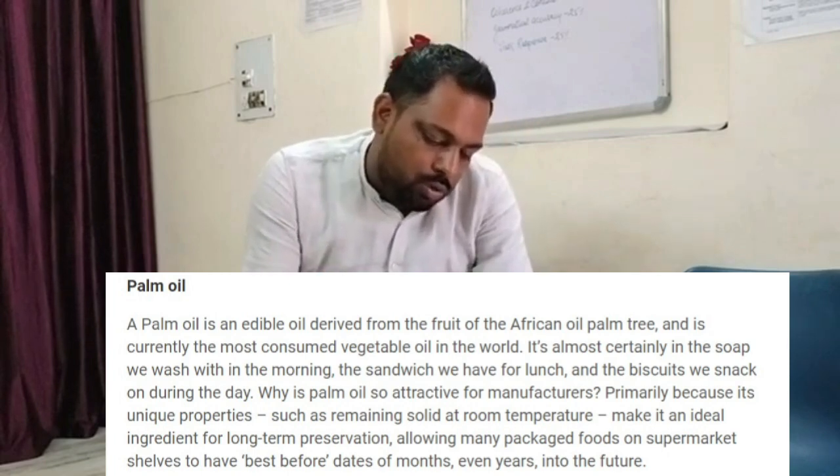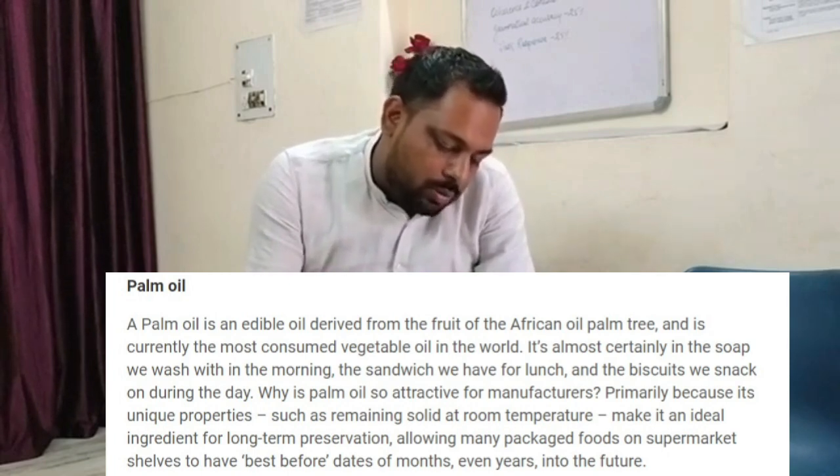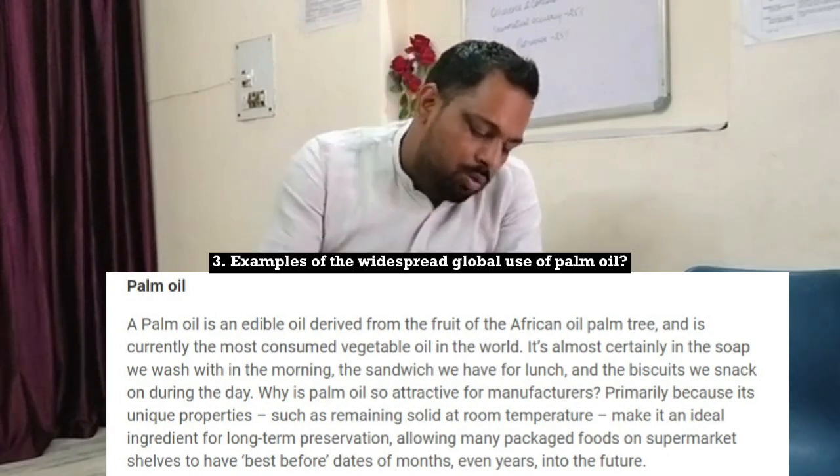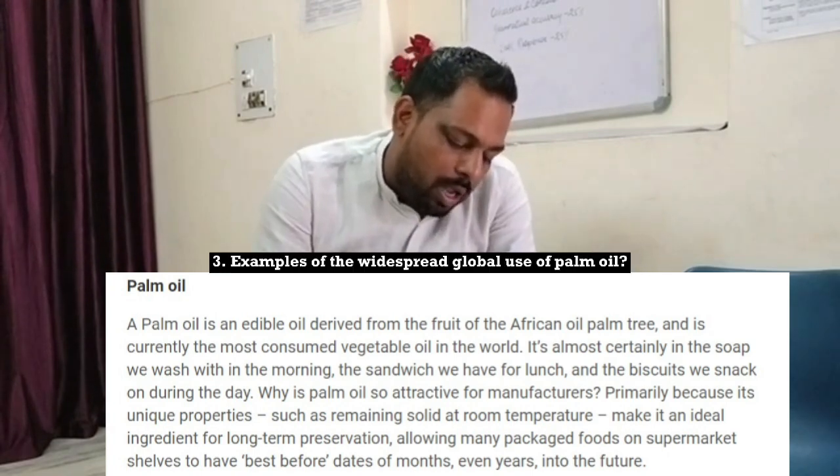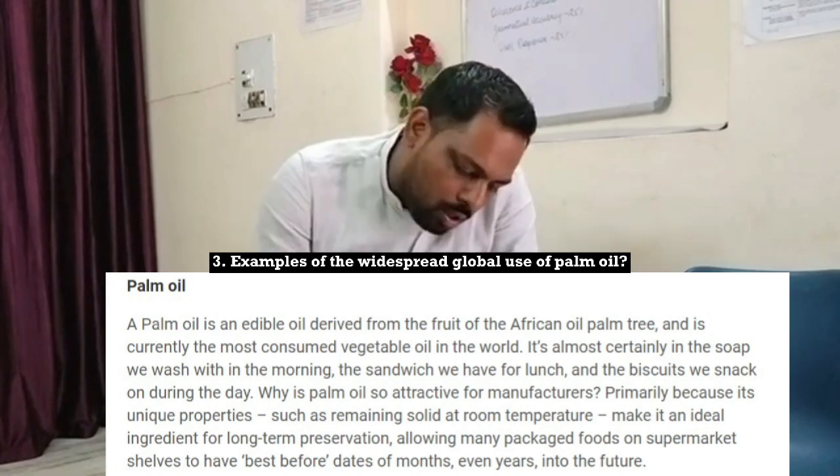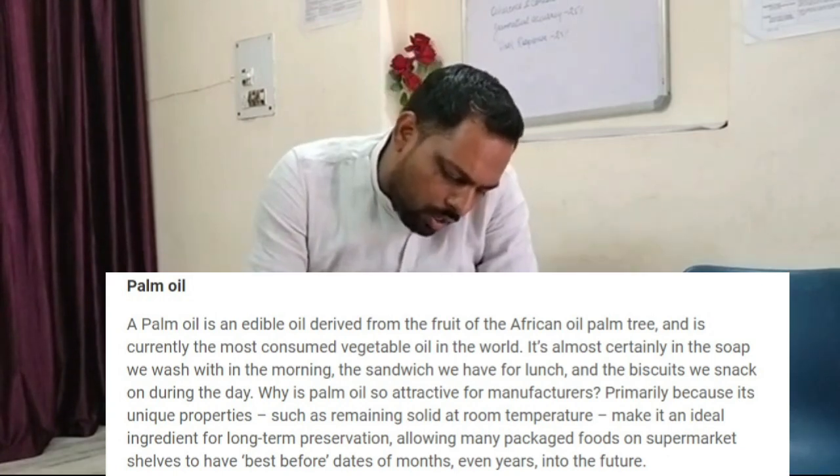Now the soap that we use for washing has palm oil. So guys, come to this point. They are saying examples of widespread global use of palm oil. But this is not the global use heading. We come to the second paragraph.